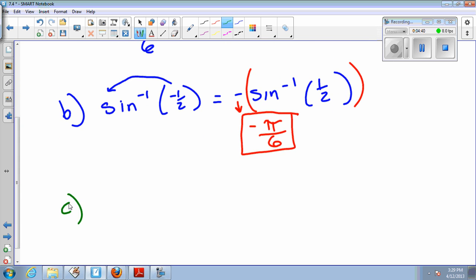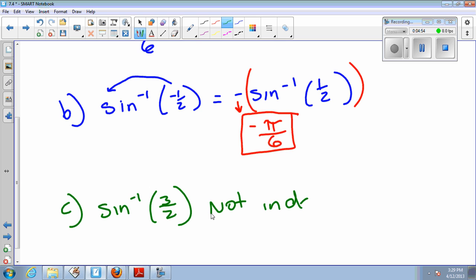For C, inverse sine of 3/2. 3/2 is greater than 1. This is not in our domain. Therefore, it is undefined.